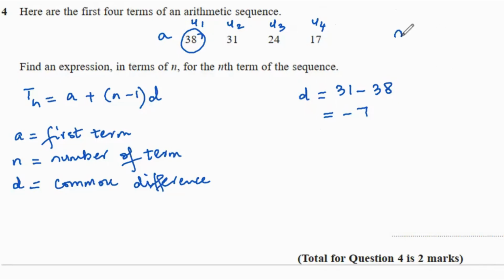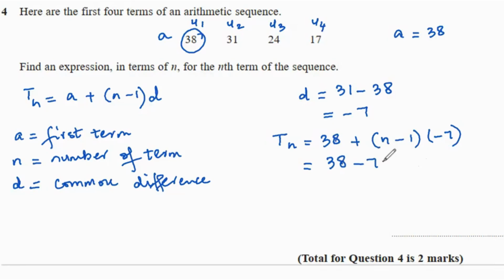The first term is 38, and we have to find an expression for the nth term of the sequence. So the nth term is going to be 38 plus n minus 1 times -7. The reason n remains as it is is because it's saying the nth term. It's not saying the first term, the second, third, fourth, 10th, 11th. It's the nth term. Then we expand the bracket. So 38 minus 7n plus 7. 38 plus 7 gives us 45. So 45 minus 7n is your nth term expression for this sequence.